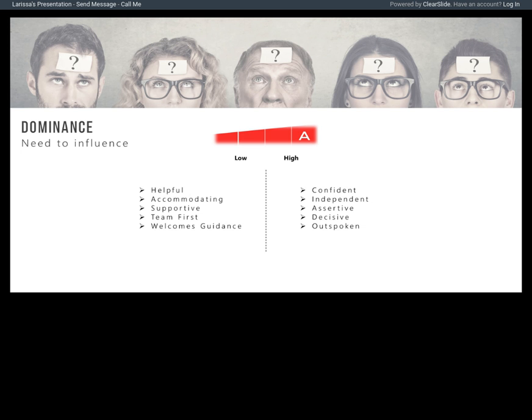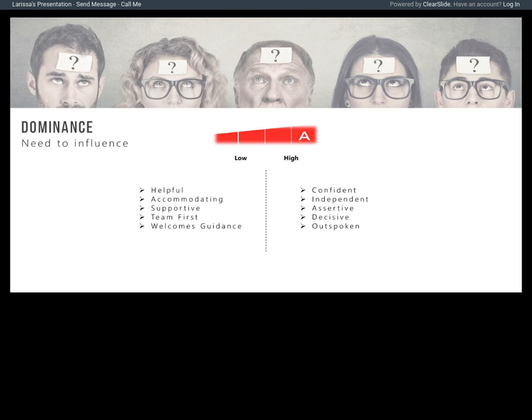With a lower level of dominance: helpful, accommodating, supportive, team first for sure, and they welcome some guidance. This is really more of the team-focused person, less independent, in the fact that they want to know, okay, what's our team mission? I'm ready to go. What do I need to do to make sure the team wins? Whereas the high side is going to be a little bit more competitive individualistically. What do I need to do to make sure I win? So we can both be pretty competitive, but for very different reasons.